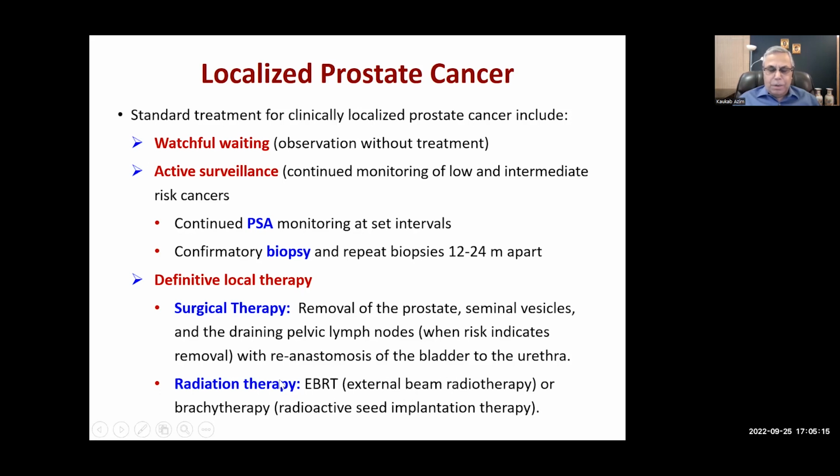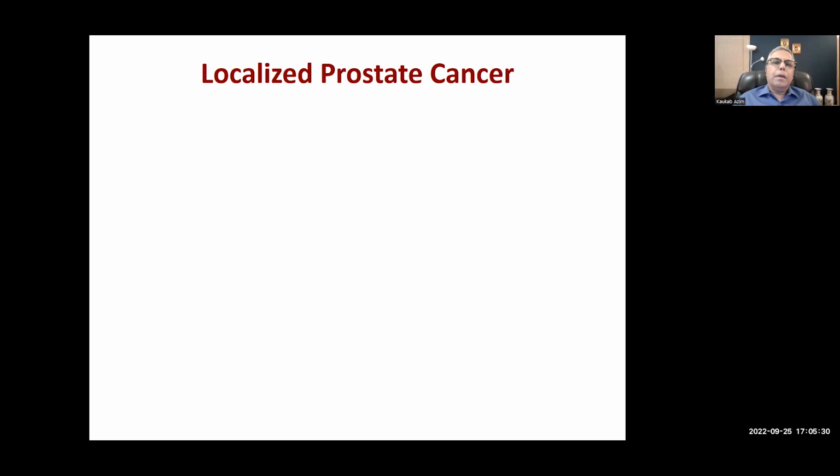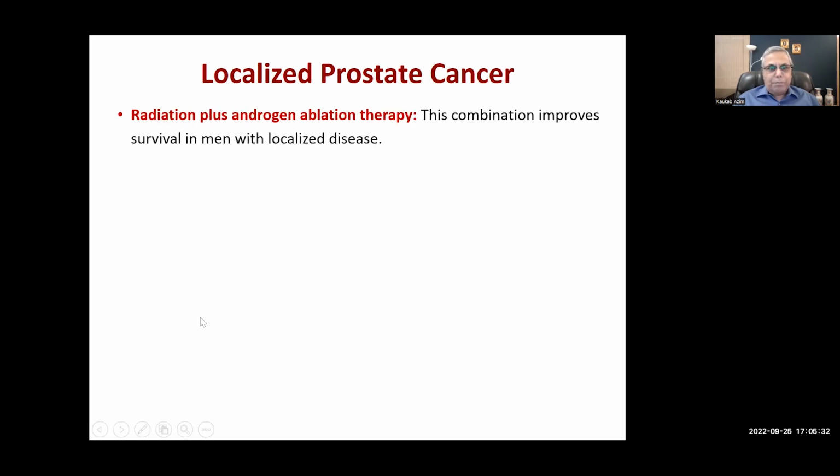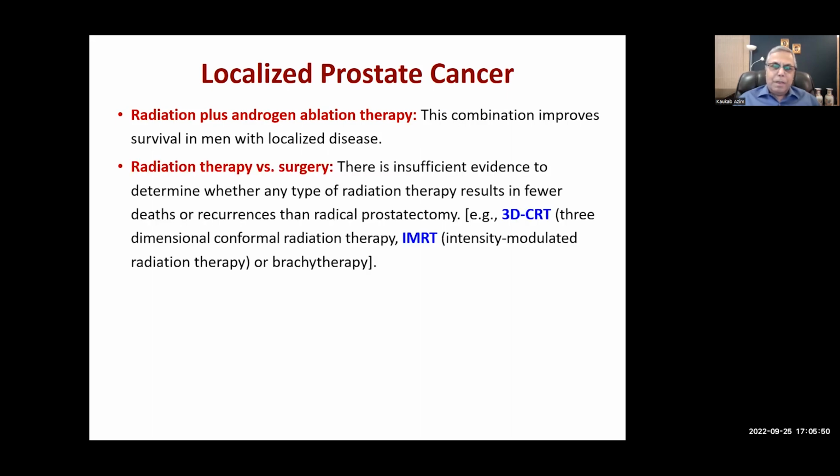Or you can do radiation therapy after the surgery. If the margins of the removed tissue are positive, then you can give 2 types of radiation therapy: external beam radiotherapy or brachytherapy, which is implanting a radioactive material inside the cancer tissue. Right. So for localized prostate cancer, you can combine radiation plus androgen ablation, or you call that androgen deprivation therapy. And we have seen that this has got improved survival in men with localized diseases.